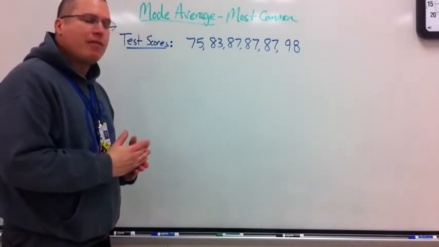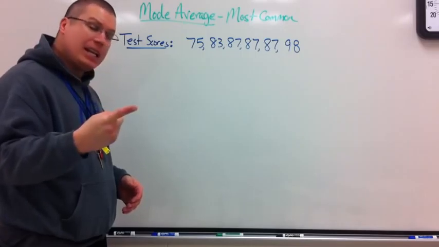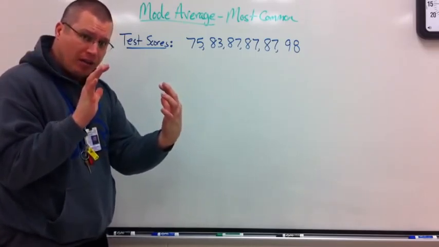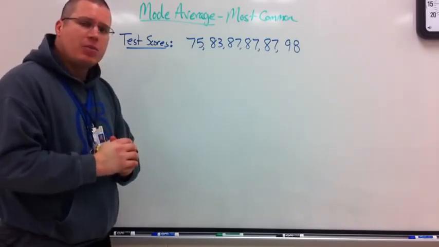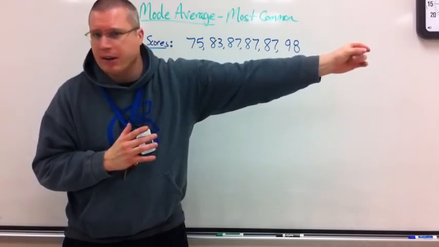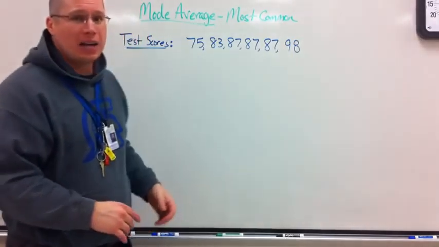Our last average is mode. Remember, there's mean, median, mode. Mean is best when there are no outliers, all the numbers are close together. That's when it works the best. Median was specifically created so that if you have an outlier way down here, it doesn't care, it will always find the middle. Mode is the last one.